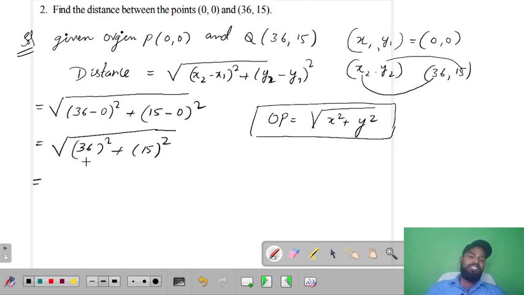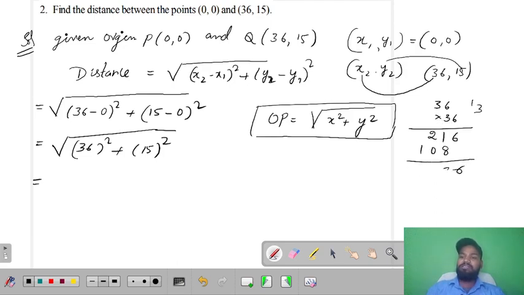So just do the 36 whole square. I am doing 36 whole square, meaning 36 into 36. 6 6s are 36 and 6 3s are 18, 18 plus 3 is 21. Next 3 6s are 18 and 3 3s are 9, 9 plus 1 is 10. If you add them, you get the answer. So what is the 36 whole square? The 36 whole square is 1396.